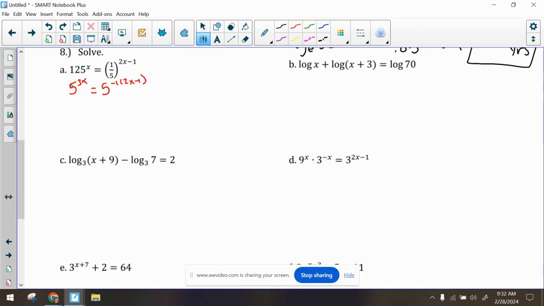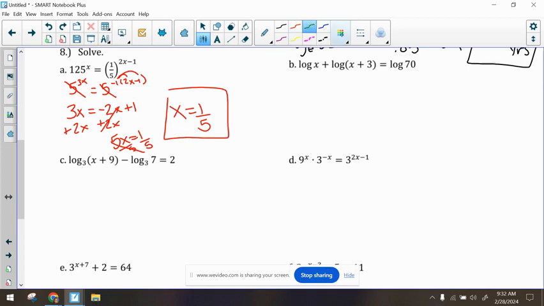But now that I have the same base, I'm good to get rid of them and set my exponents equal. I'm going to go ahead and distribute that -1 at the same time, and now I can solve. So I'm going to add 2x on both sides so that 5x equals 1. I divide by 5, so x is equal to 1/5.